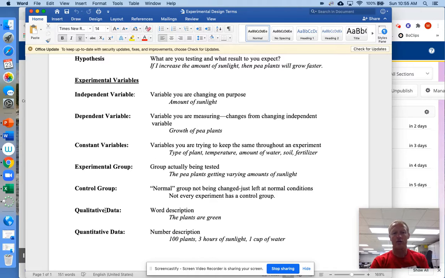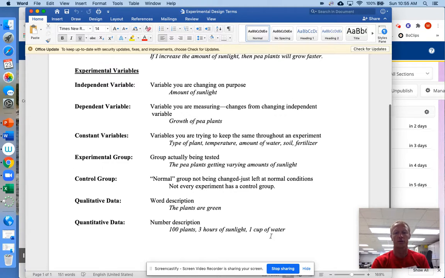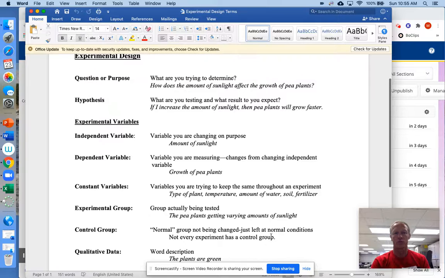Qualitative data. So as the experiment's going, you're collecting some data. Qualitative data would be like the color of the plants. Quantitative data is always numerical, a quantity. There's 100 plants. There's 3 hours of sunlight. There's 1 cup of water. So those are just some quick terms.